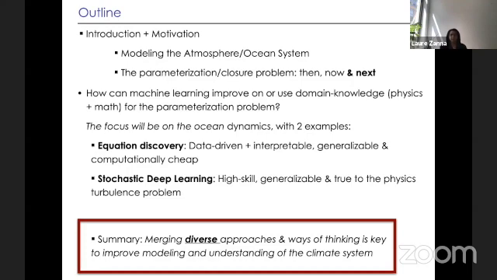And so I'm going to do a little bit of a then, now, and next in terms of what I think we've been doing and the way we should move forward, and hopefully give you a broad idea of how to tackle this problem. I'll showcase 2 examples today on how we can use machine learning to improve either our knowledge of the ocean dynamics, and how to improve the parameterizations at the same time. So there'll be 2 examples.